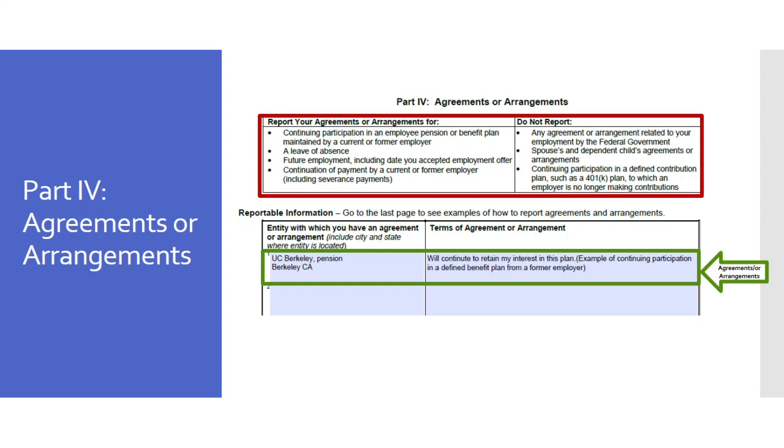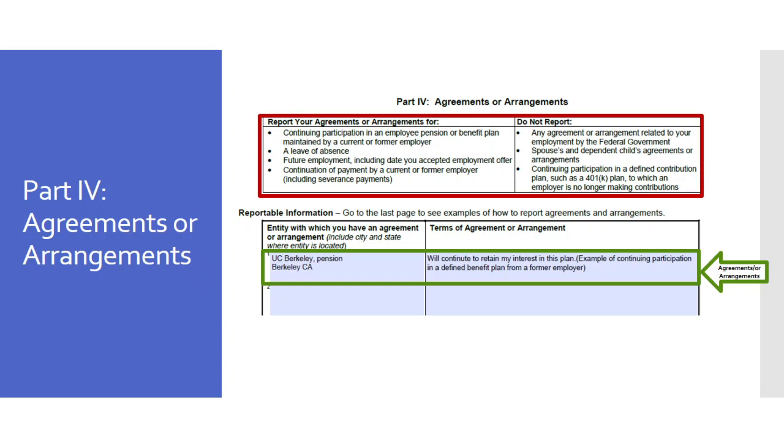On line 1 is an example of how to report continued participation in a defined benefit plan. Other reportable agreements and arrangements are a leave of absence, continuation of payments by an outside source from a current or former employer. This includes severance payments and future employment. Future employment means both outside activity employment that runs concurrently with your government position and employment that will terminate your government service.